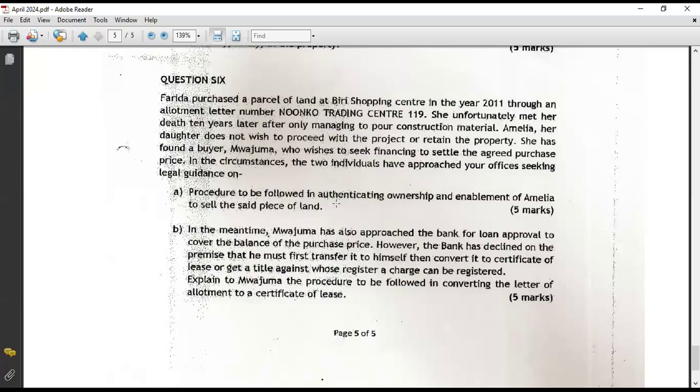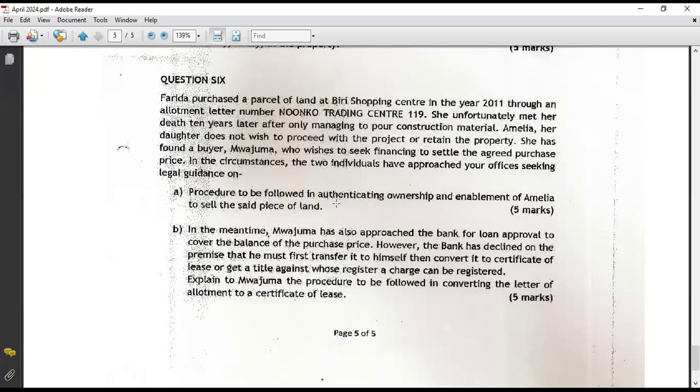You see, in fact, I forgot to tell you this when we were doing it yesterday. In an exam scenario, there are three interests in land: private land, public land, and community land. And in private land, there is freehold and leasehold.